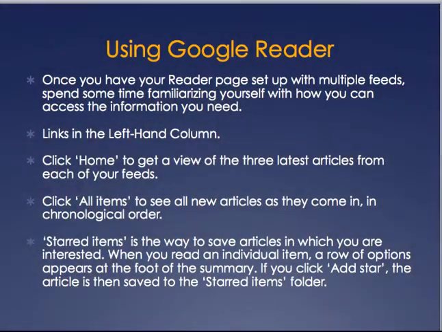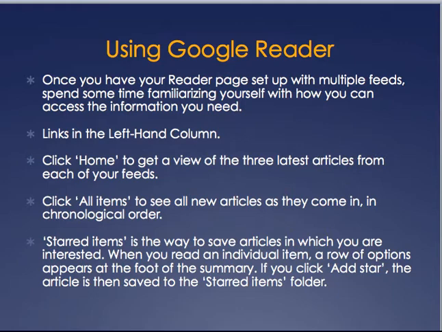Once you have your reader page set up with multiple feeds, spend some time familiarizing yourself with how you can access the information you need. Here's a quick overview. On the left-hand column, there are a few links. If you click on the Home link, you'll get a view of the 3 latest articles from each of your feeds. If you click on the All Items link, you will see all the new articles as they come in, in chronological order.